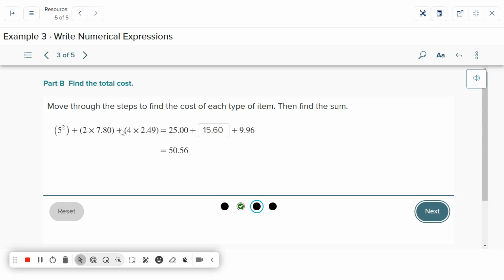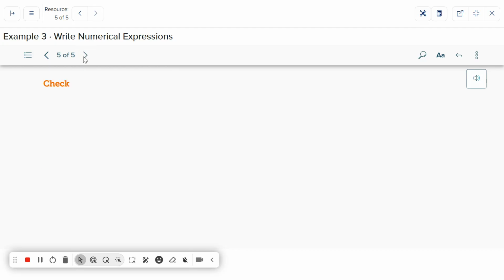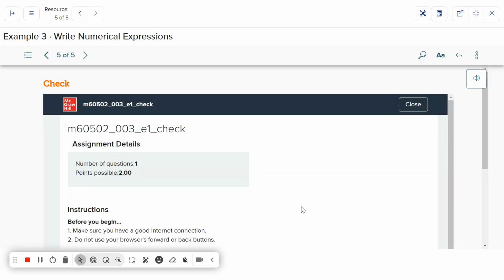There's only one type of operation here, which is addition. So we don't have to go through and do multiplying and dividing. We're just adding them together, and that gives us $50.56. Okay. So there's that. We're going to skip that. And then the last thing you need to do is the check, which looks cooler than this. So try it out, read it carefully, and then yes, do evaluate it as well. That's it for this lesson.